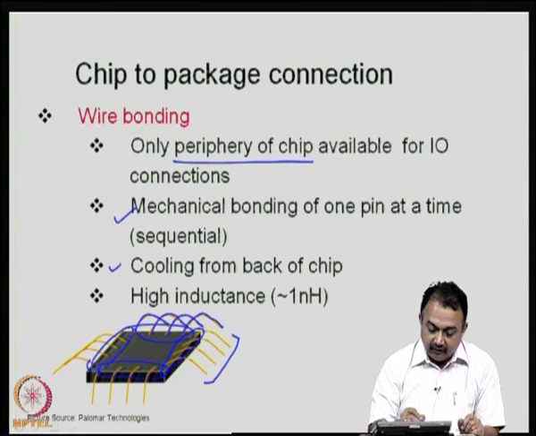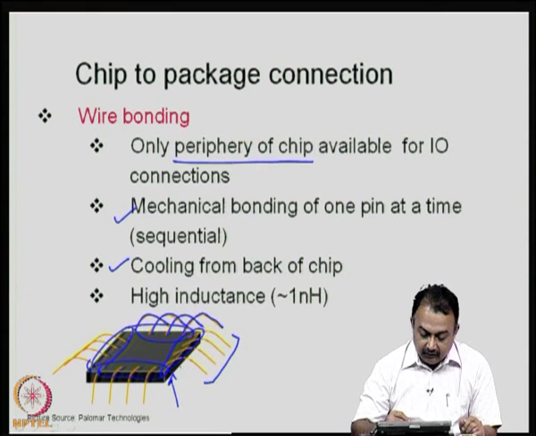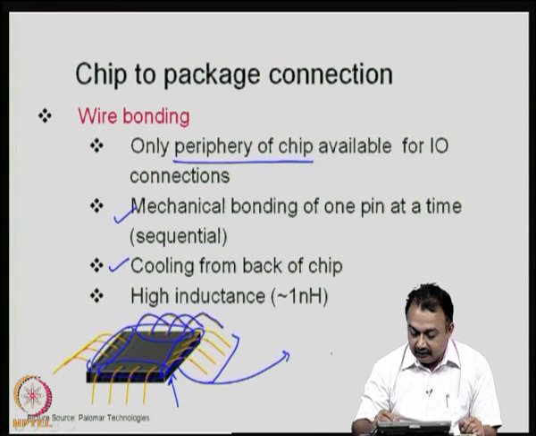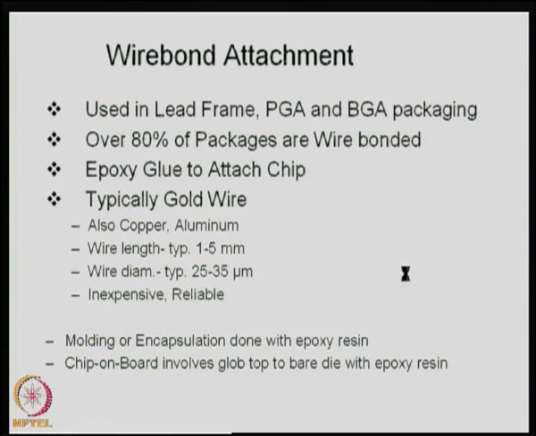Now, the cooling of the device will take place from the back of the chip. That means, when you mount this area onto a substrate, suppose this is the substrate and this is your die, and here the wire bonding takes place, the die surface that is attached to the substrate will transfer the heat to the substrate quickly, and therefore, the substrate has to take care of the heat dissipation. There is a reasonable length for the wire bond for the wires. So, it has got high inductance around 1 nanohenry.